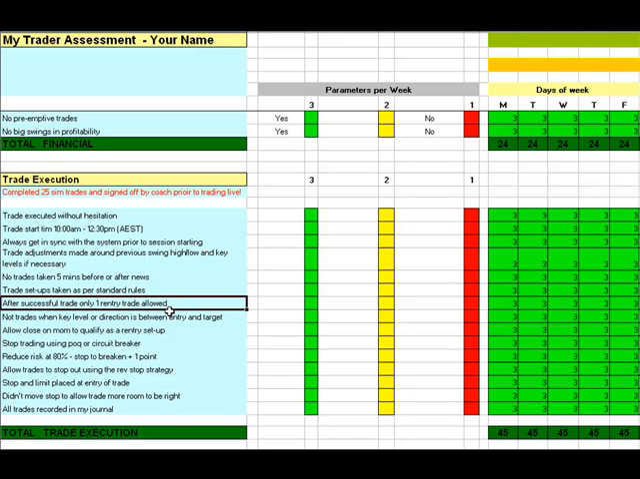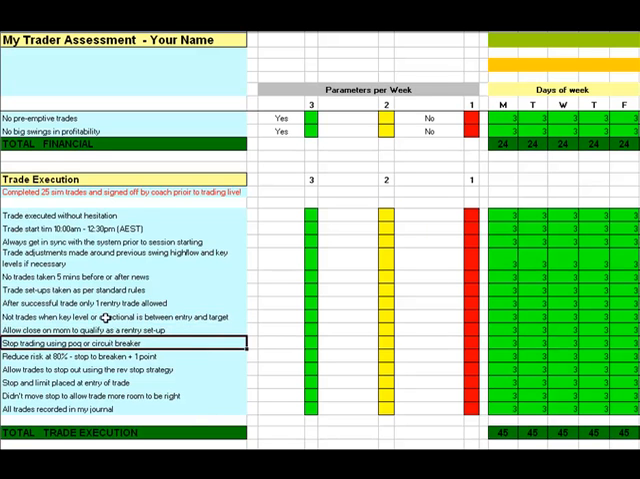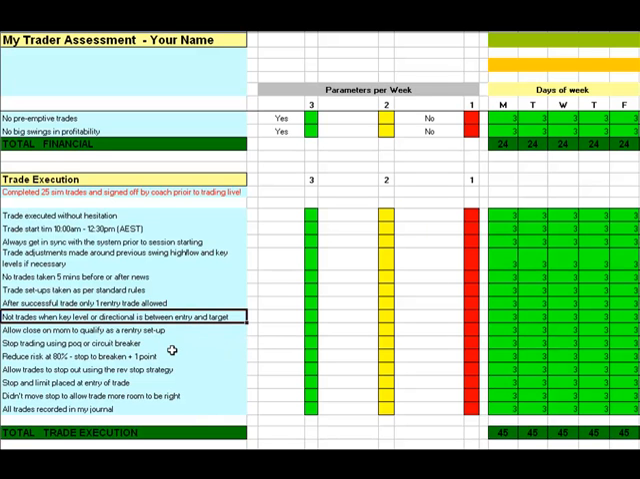That was correct. After a successful trade, only one re-entry, so we're looking for just the one re-entry based on this trade plan. You may have a slight variation to that, and you can adjust that according to your trader self-assessment. Now, no trades taken when a key level or directional is between entry and target. So for our specific trade plan there, we need to make sure that we don't take a trade if the key level or directional is between our entry and target. So that just lowers our probability of having a successful trade.